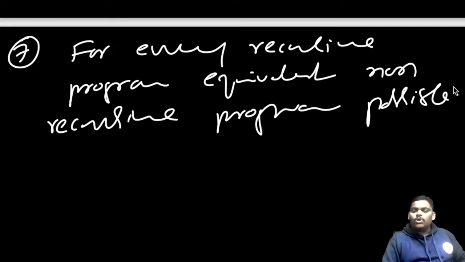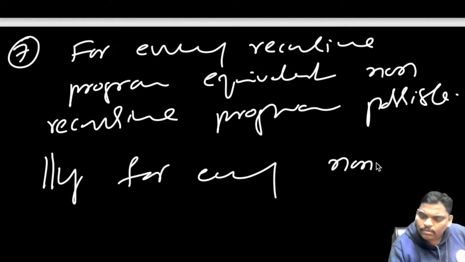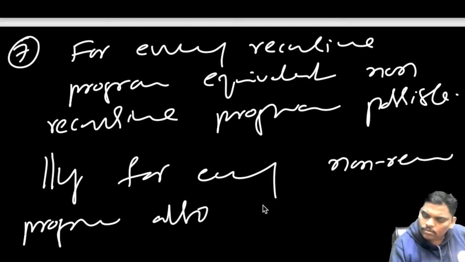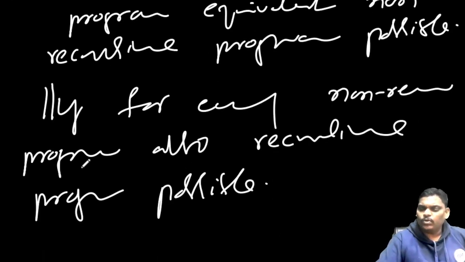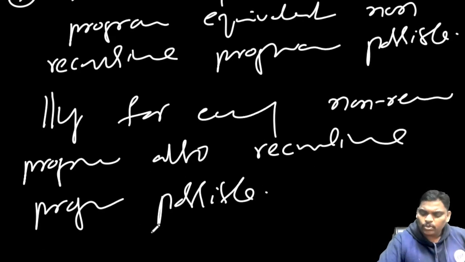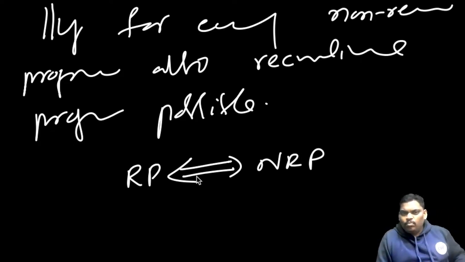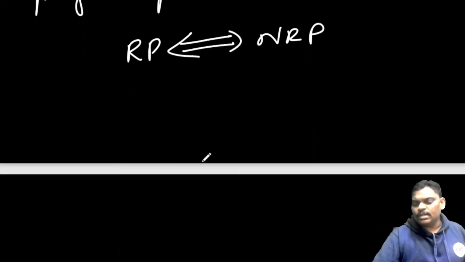For every recursion, non-recursion is possible. For every non-recursion also, recursion is possible. Similarly, for every non-recursive program, a recursive program is also possible. So what I mean to say is, both are possible. One to another is possible.